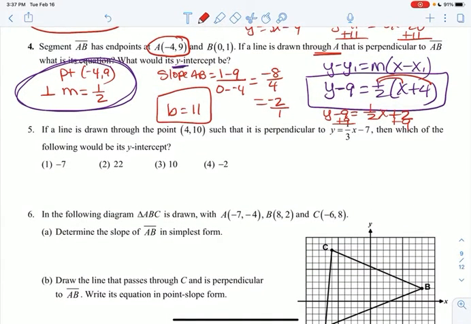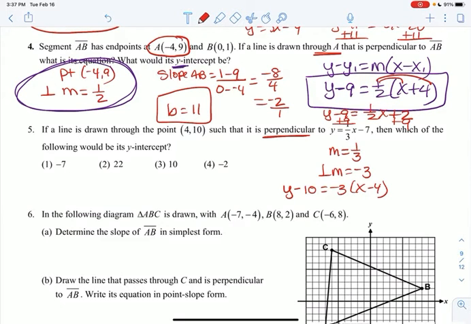All right. If a line is drawn through the point (4, 10) such that it is perpendicular to y equals 1/3 x minus 7, then which of the following would be its y-intercept? All right, so the slope of this line is 1/3, but it's perpendicular. So anytime it's perpendicular, remember that you need to do the negative reciprocal. So I'm going to use that slope, and I'm going to use my point, which is (4, 10). So y minus 10 equals negative 3 times x minus 4.